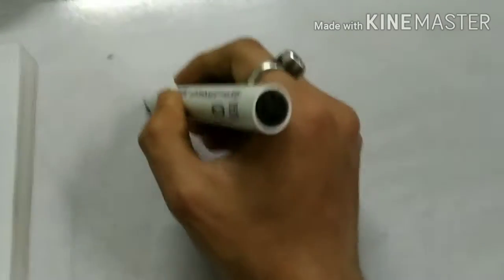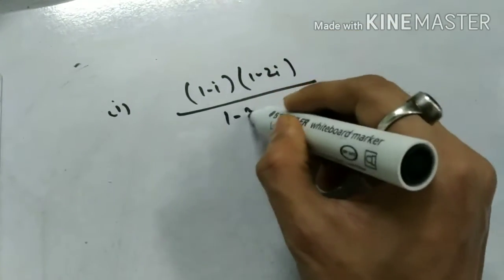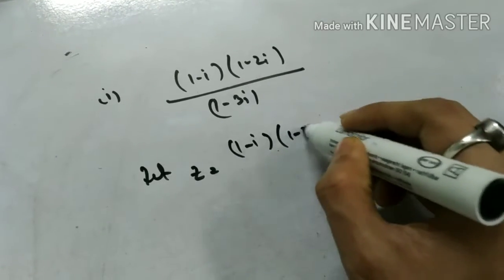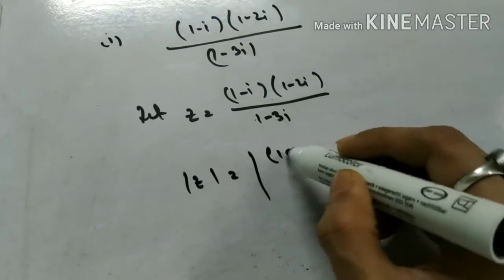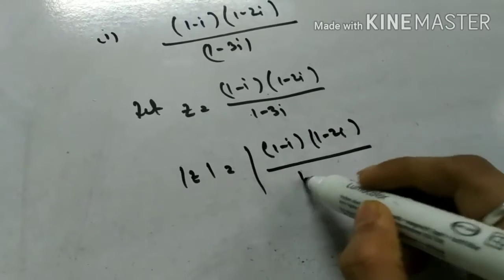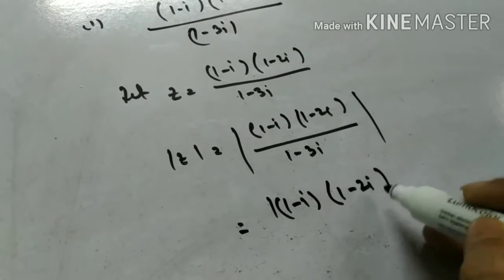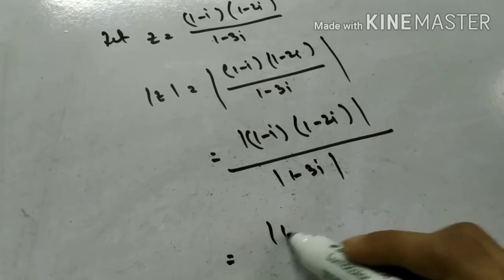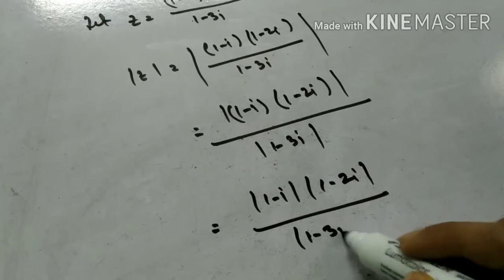Next again, you see number I: (1 - i)(1 - 2i) / (1 - 3i). So let z = (1 - i)(1 - 2i) / (1 - 3i). So modulus z will be equal to modulus of (1 - i)(1 - 2i) / (1 - 3i). So this becomes modulus (1 - i) into modulus (1 - 2i) by modulus (1 - 3i).